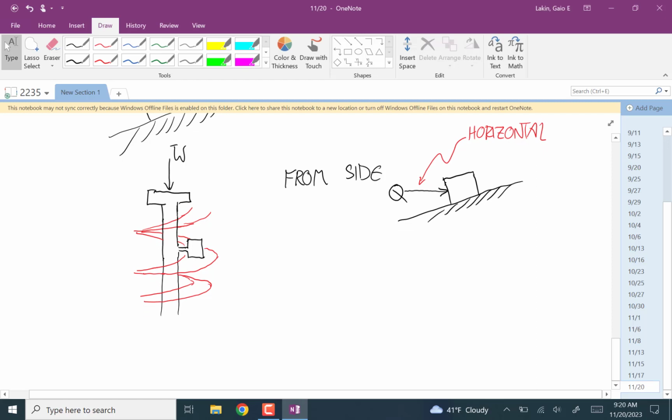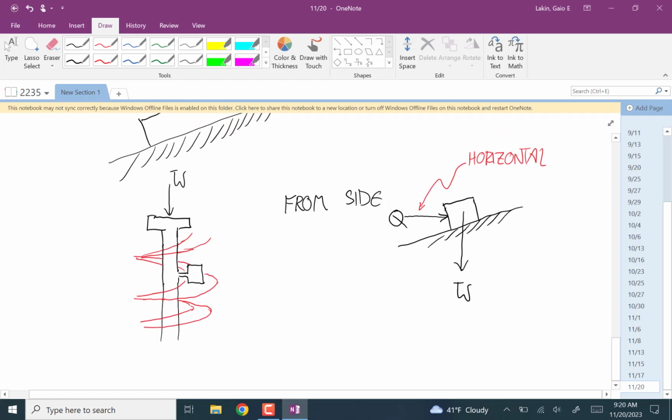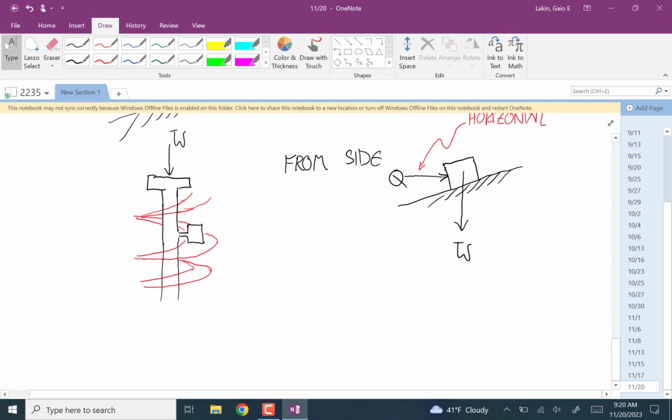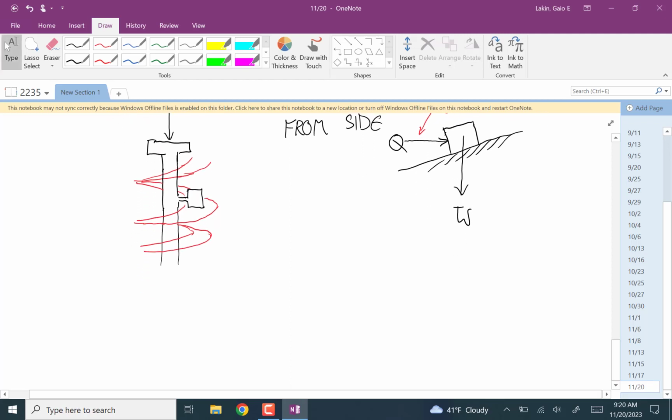And the weight force points straight down. Where am I going with this? You have a weight force straight down like this. That's the W. So that's not just the weight of the thread, obviously. It's the weight of whatever you're supporting with this screw. Okay. So now, a couple of modifications of this.